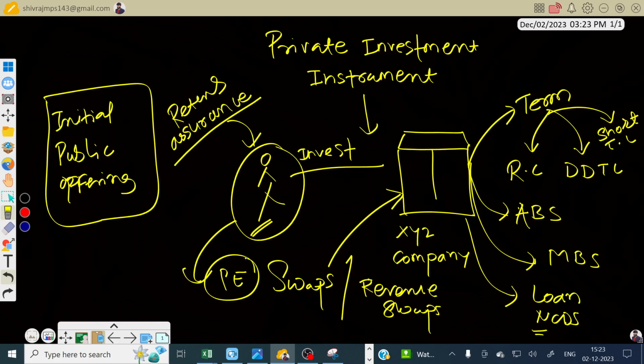They actually source it and invest it in a variety of financial instruments, like, as I said, loans, ABS, MBS, NCDs, then swaps, which basically means revenue swaps. So they invest it. We'll see how financial products work in private equity.